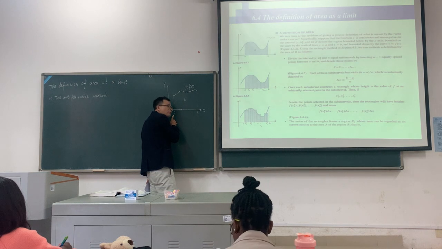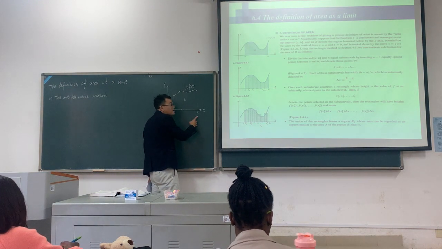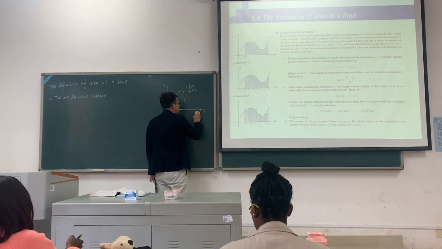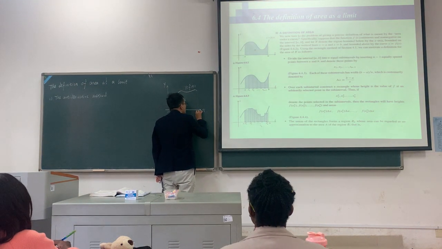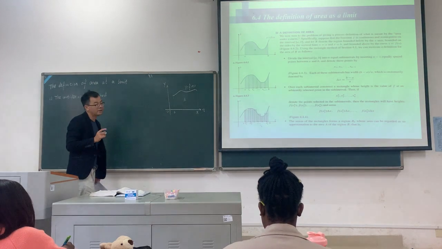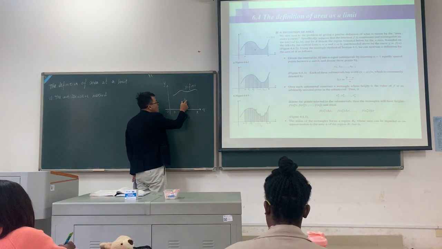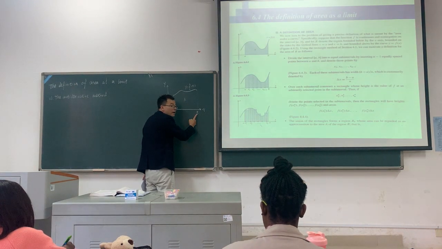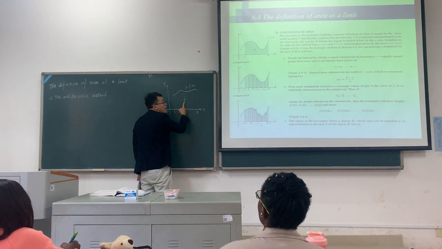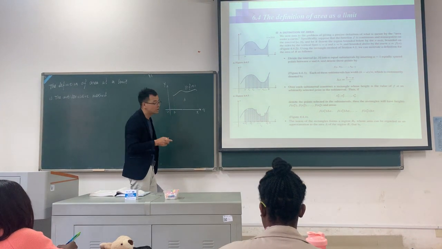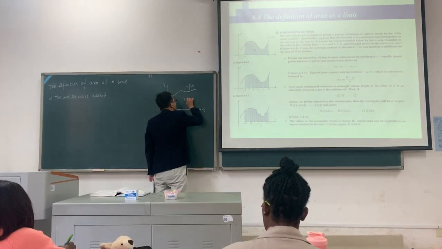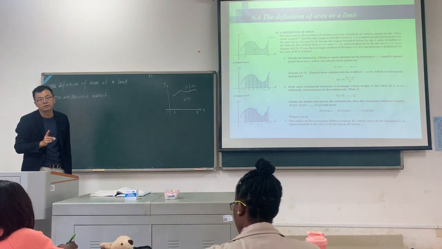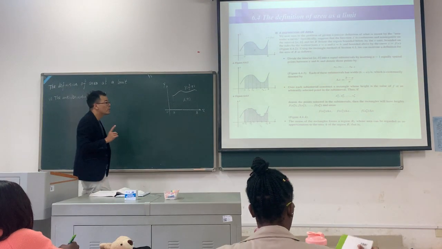For this method, we fix the left endpoint a and let the right endpoint be x. Here it's easy to see that the area under the curve depends on the right endpoint, so the area is actually a function of x.